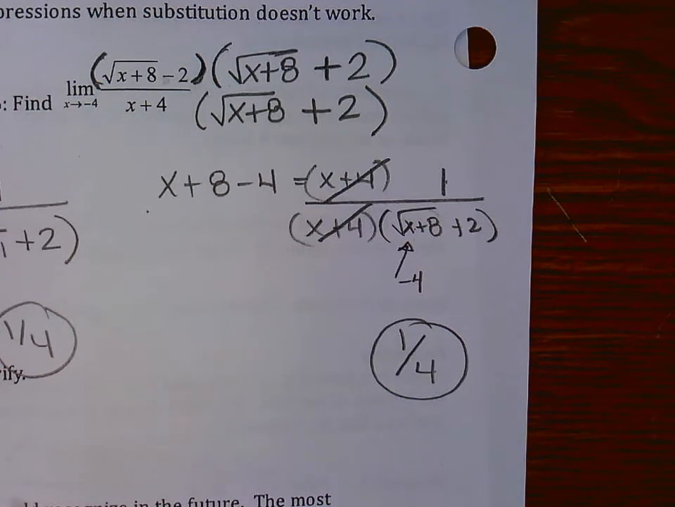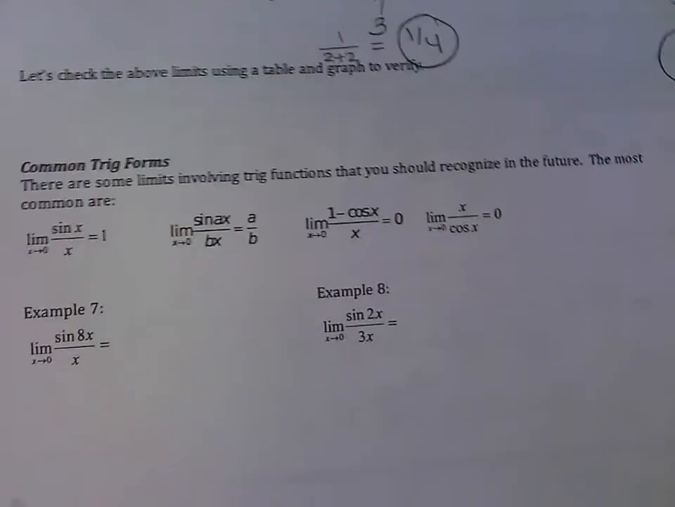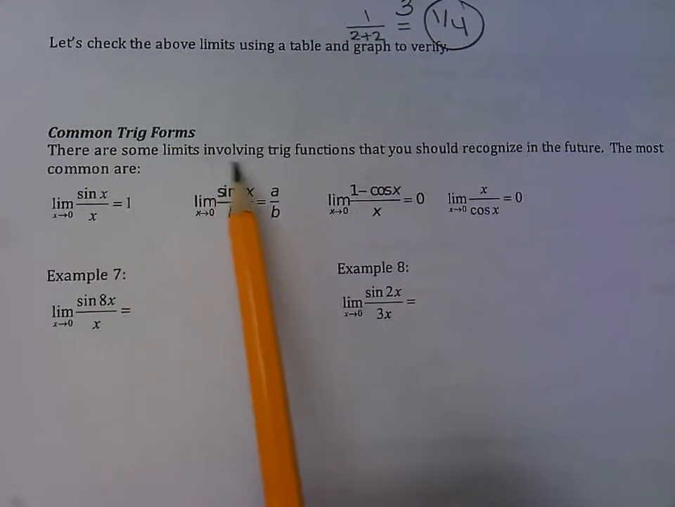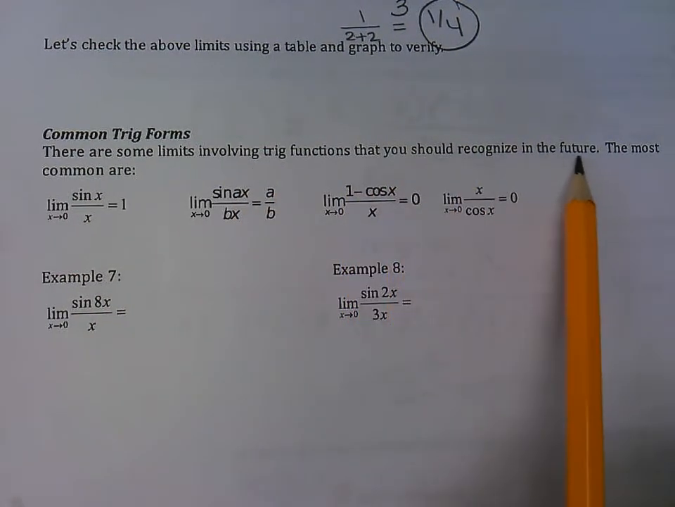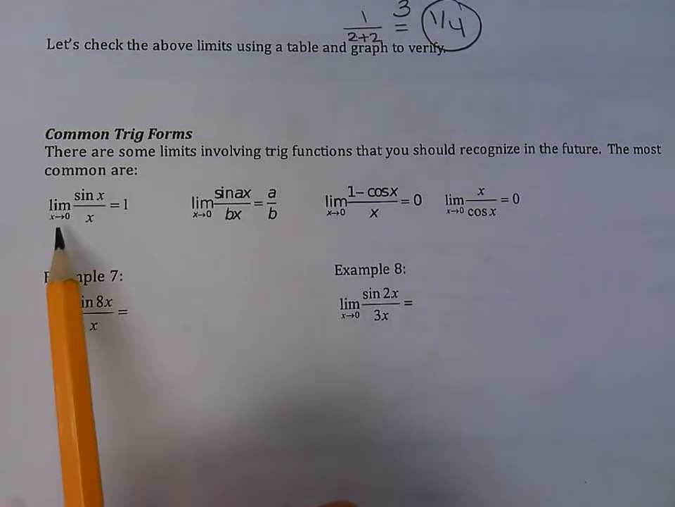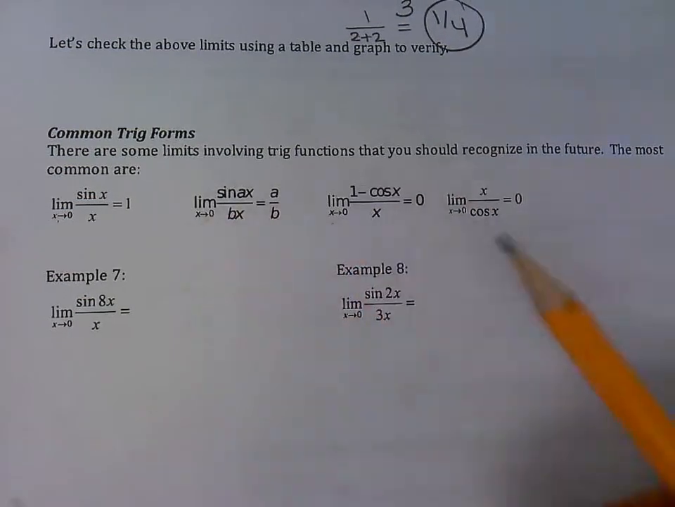Okay, and then the last strategy that we're going to end on today is this idea of a common trig form. These are functions that involve trig functions. There are some general rules: some limits involving trig functions that you should recognize in the future. Here are the most common ones. All of these fail when you plug in 0 because you get 0 in the denominator.